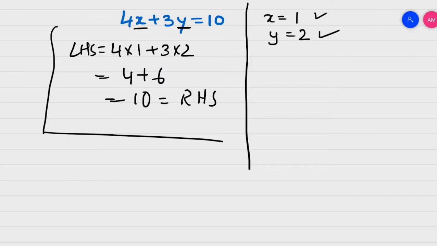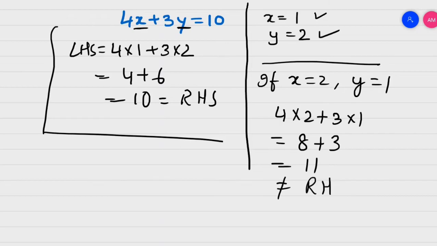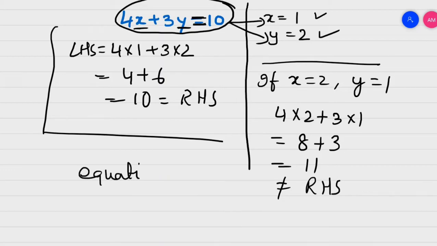Suppose if you are changing x equal to 2 and y equal to 1, then what will happen? If x is equal to 2 and y is equal to 1, then 4 into 2 plus 3 into 1, what you are getting? 8 plus 3. This is equal to 11 and this is not equal to your RHS. That means this statement is true only if x is equal to 1 and y is equal to 2. So this type of algebraic expression which includes equal to sign is known as an equation.